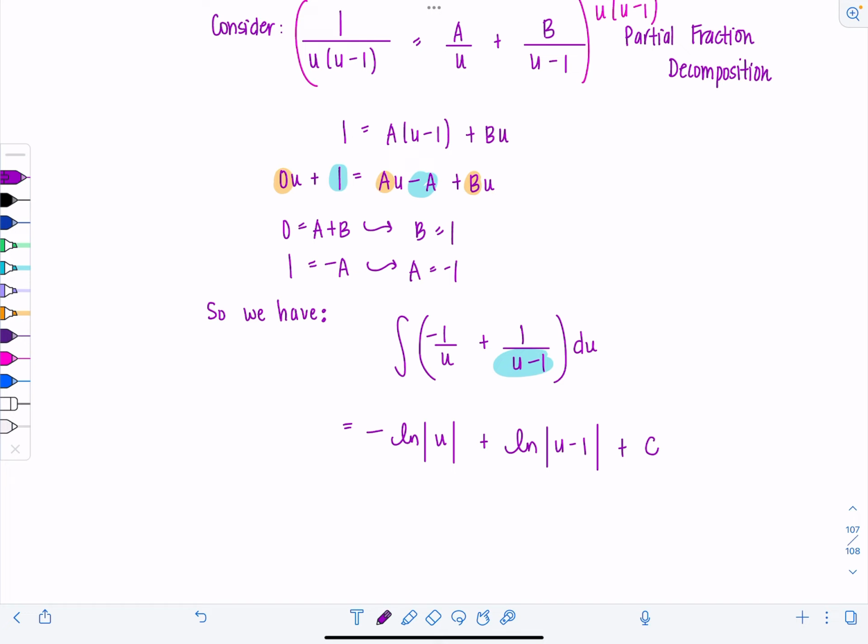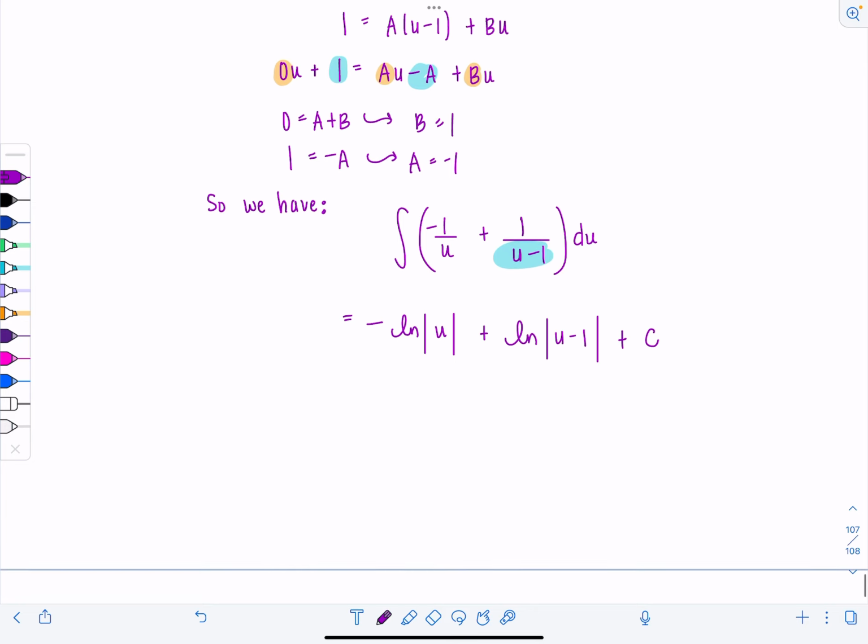And then remember, originally we had let u equal secant theta, so we got to go back and write everything in terms of theta. And you don't want that negative in the front. It looks so ugly. So I'm going to write ln absolute value secant theta minus 1 first, minus ln absolute value secant theta, plus C. And we are done.